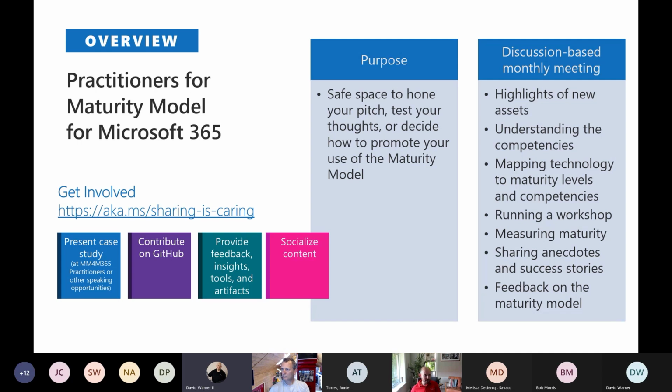The idea of this practitioners group is that it's a safe space to hone your pitch and discuss your ideas and problems, and hopefully we can all make it a bit better, and make it easier to get organizations to adopt 365.